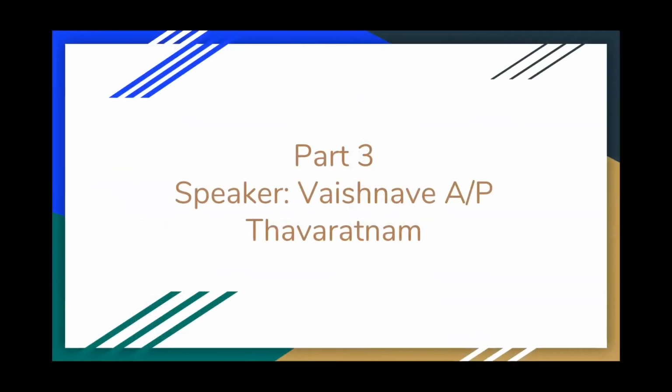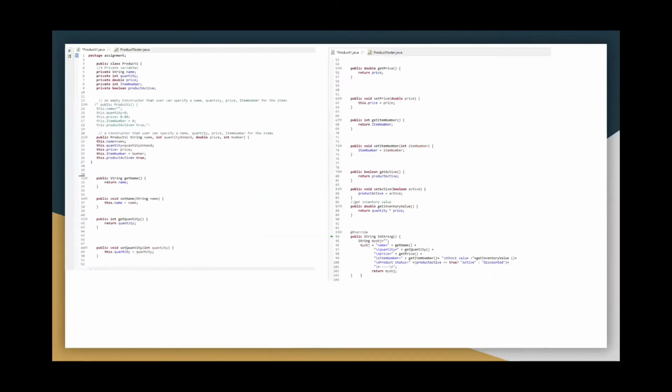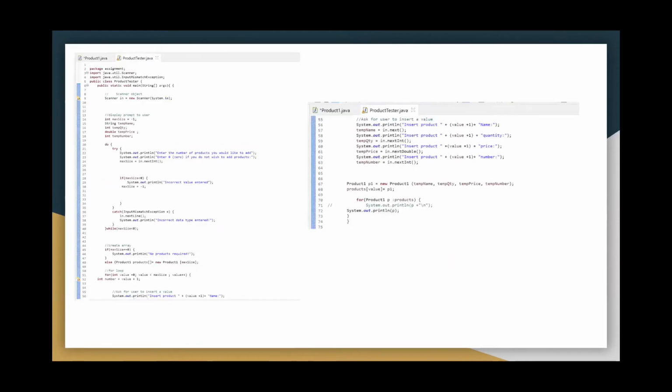My name is Vaishnavi and I'll be presenting a little bit about part 3 in our object-oriented programming assignment. This right here is the product class for my part 3. Firstly, in the product tester, a variable called maxSize was created to store integers. After that, a prompt was inserted for users to input the amount of products they would like to add.